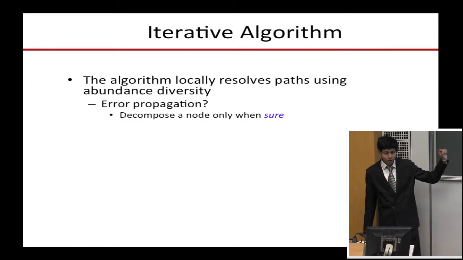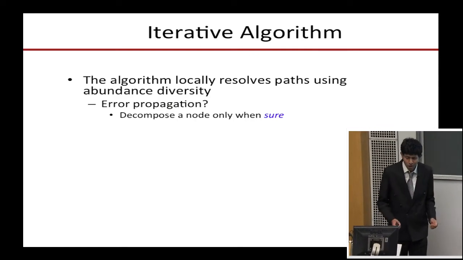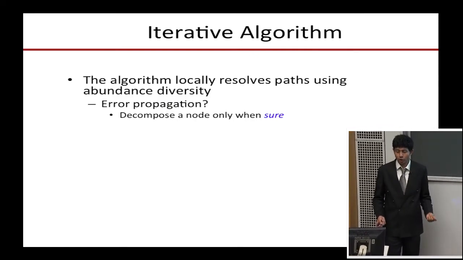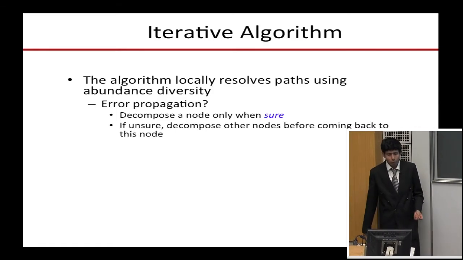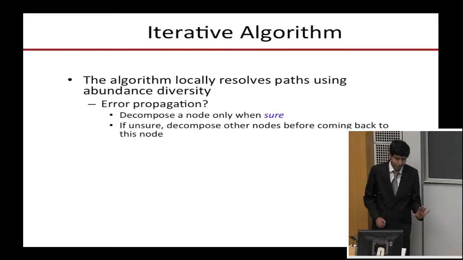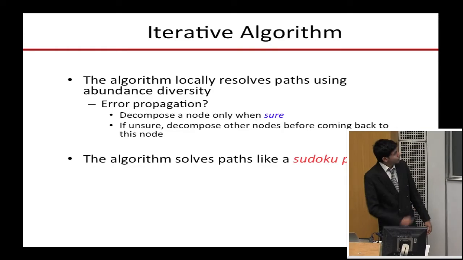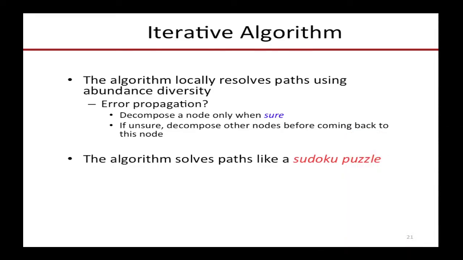So we have a fix for this. What we do is we decompose a node only when we are sure. So this is very similar to erasure decoding of codes. So only when you're sure, we decompose a node. If we are unsure, the node is left as it is, and other nodes are tried before coming back. So the algorithm solves the network like solving a Sudoku puzzle. You put in a number where you know you're sure, and then that helps you solve other numbers.